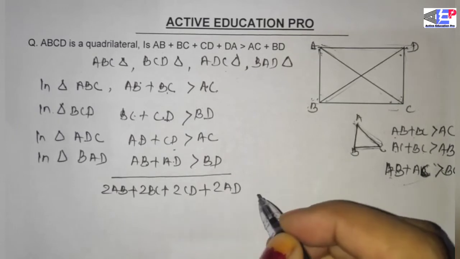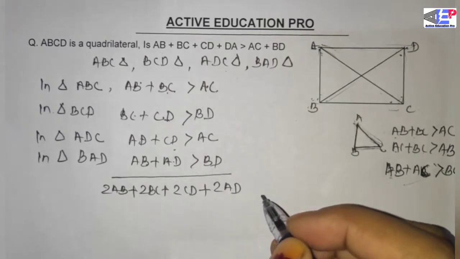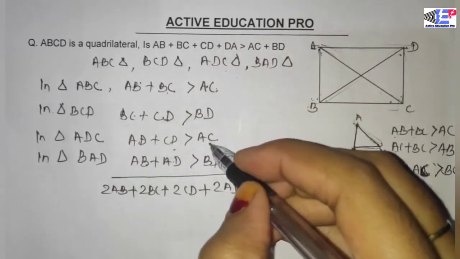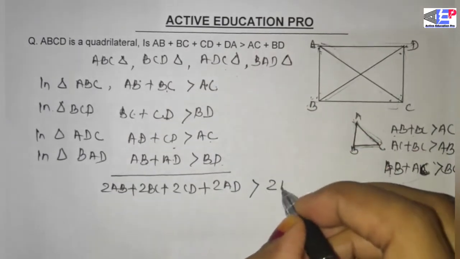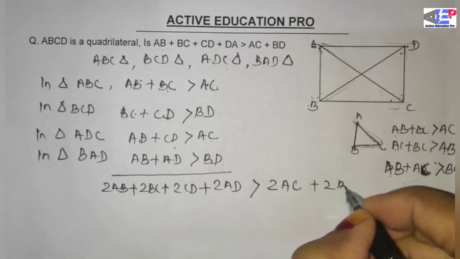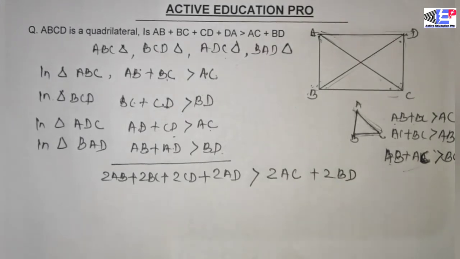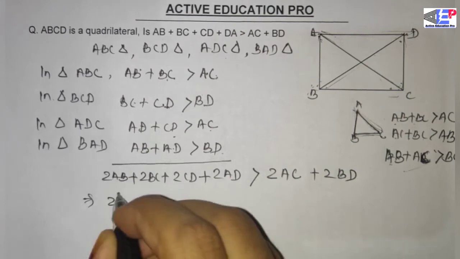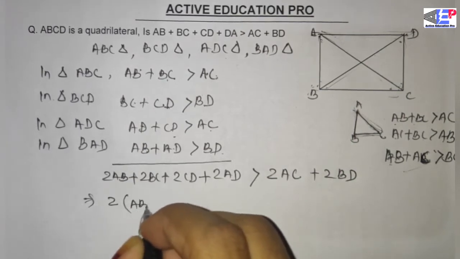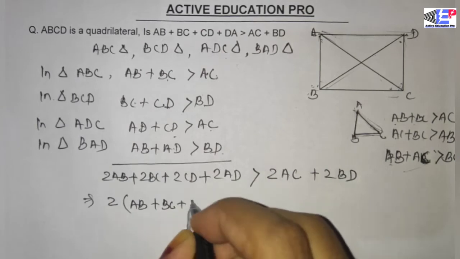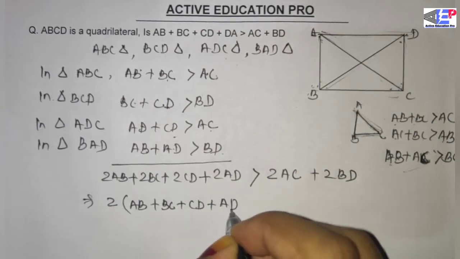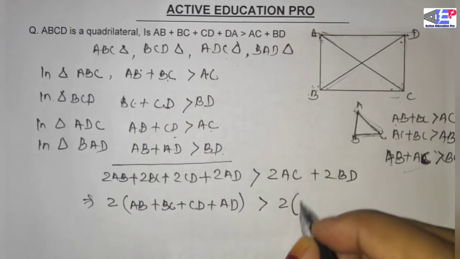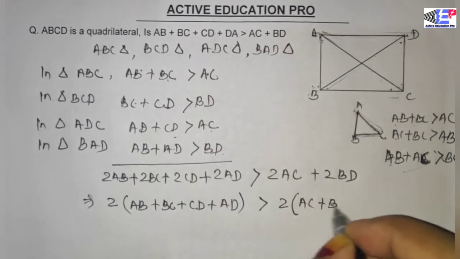There are 2 times of AB, BC, CD, AD. Every side each of 2 times. And greater than 2AC, 2BD. So you can write here 2AC plus 2BD. Now take the common from both sides 2. 2 takes as common factor. It will be 2(AB plus BC plus CD plus AD) greater than, you can take 2 as common factor, 2(AC plus BD).